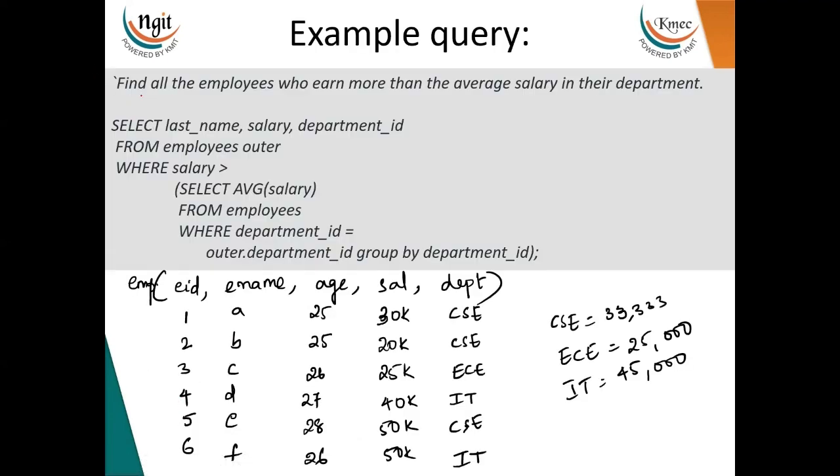So here is a question. Find all the employees who earn more than the average salary in their department. Let us try to understand the question first. You have to find out the employees who are earning more than the average salary in their department. So here is the example table. We have several attributes for the employee table like employee ID, employee name, age, salary, and then department. How many departments are listed over here? There are namely 3 departments: CSE, ECE, and IT.